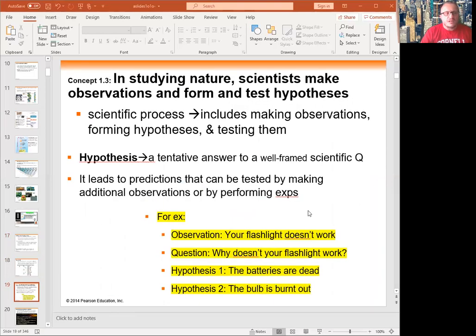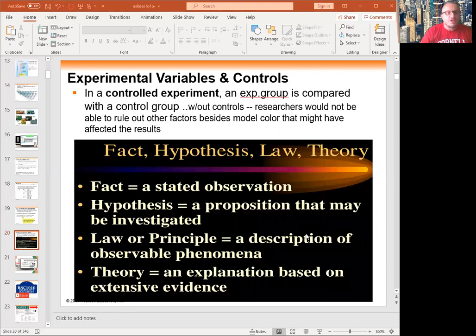The scientific process includes making observations, forming a hypothesis, and testing this hypothesis. A hypothesis is just an educated guess, and scientists form a hypothesis, test the hypothesis, and then they accept or reject it. If you accept the hypothesis, you find something, discover something, and if you reject it, you go back and form a different hypothesis. So hypothesis, law, and theory are different from each other.